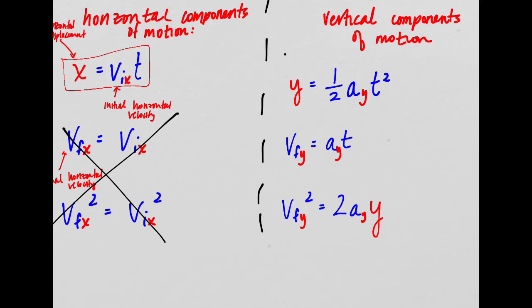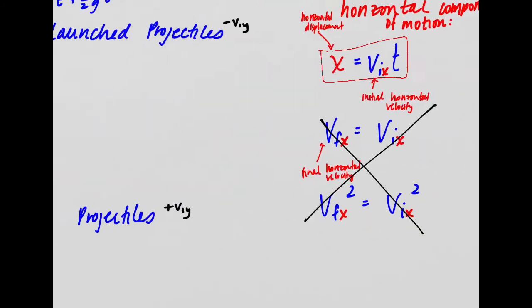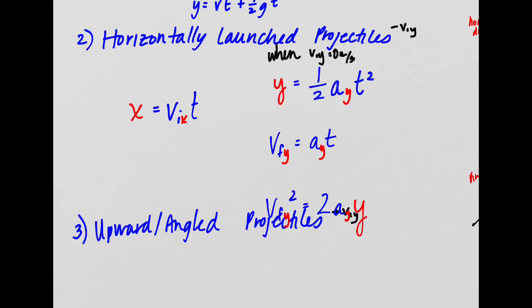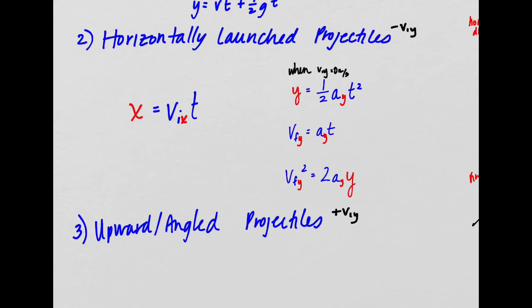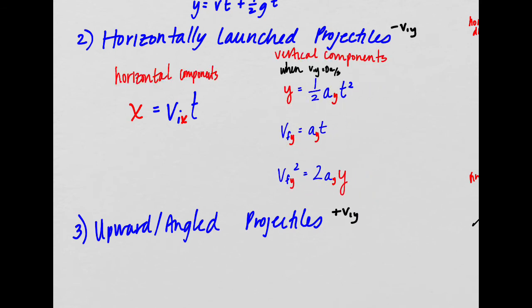that we can use when VIY equals 0 meters per second, which is always going to be the case in our horizontally launched projectile. So let's copy these equations and put them over here. All right, there we go. We have our horizontal components and our vertical components when we are talking about a horizontally launched projectile. A horizontally launched projectile has no initial vertical velocity, so we use these equations. We just get rid of any of the terms that contain VIY.